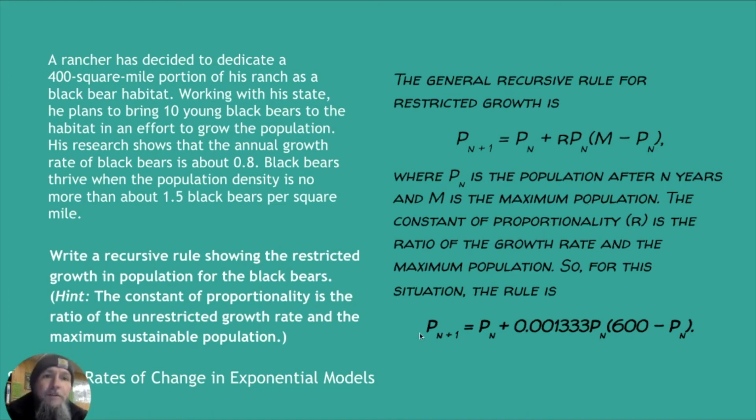So for this situation, the rule is P subscript n plus 1 equals P subscript n plus the constant of proportionality we've already discussed times the current population, times the maximum population, 600, minus the current population. Now, where do we get this 0.001333? Well, let's see.